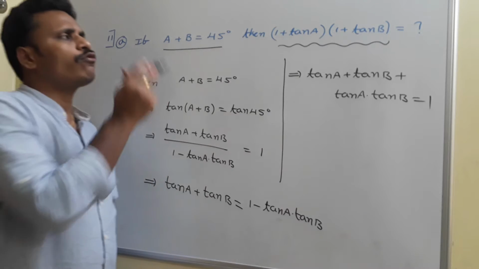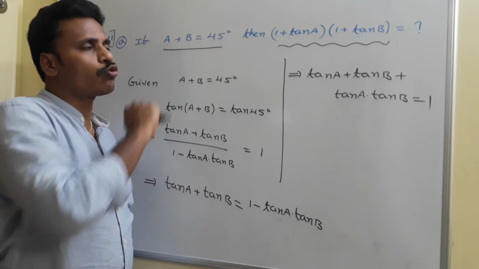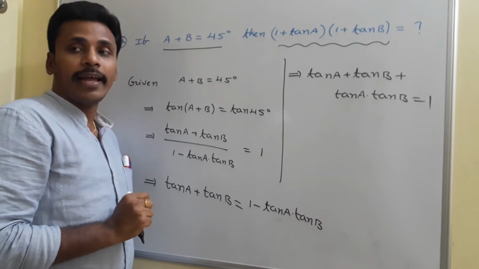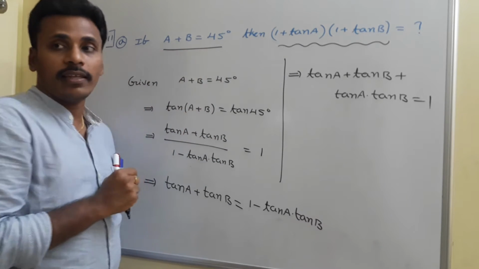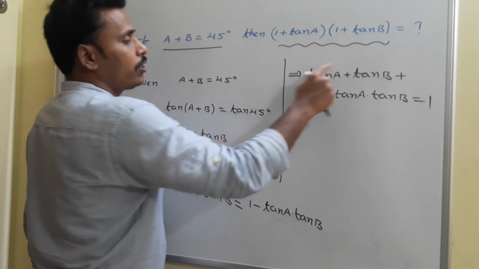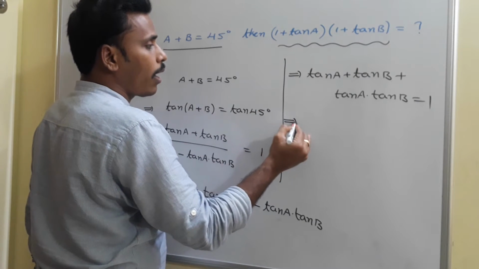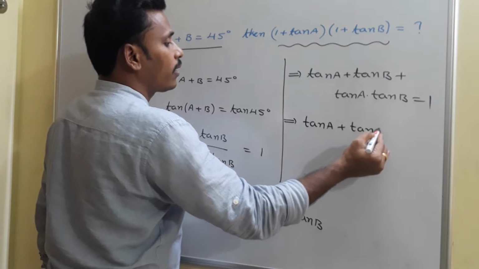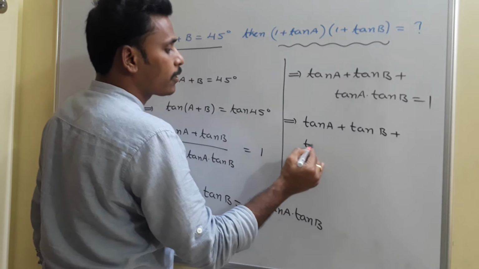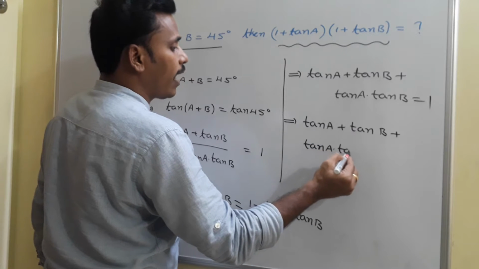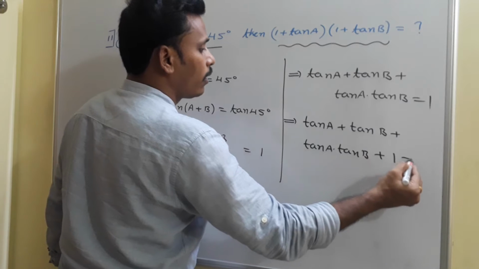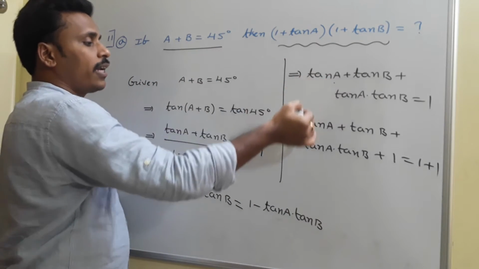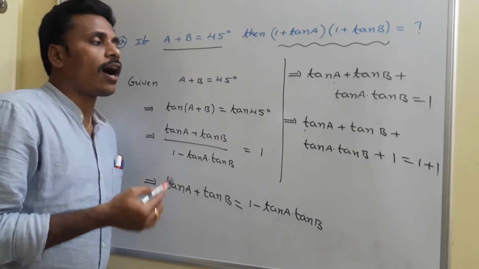If you multiply those two terms, 1 into 1 is 1, 1 into tan b is tan b, tan a into 1 is tan a, plus tan a tan b. So it looks like this, but we need one more 1. So you just add 1 on both sides. What I am going to do is tan a plus tan b plus tan a into tan b plus 1 is equal to 1 plus 1. From this to the next step, I am adding 1 on both sides.